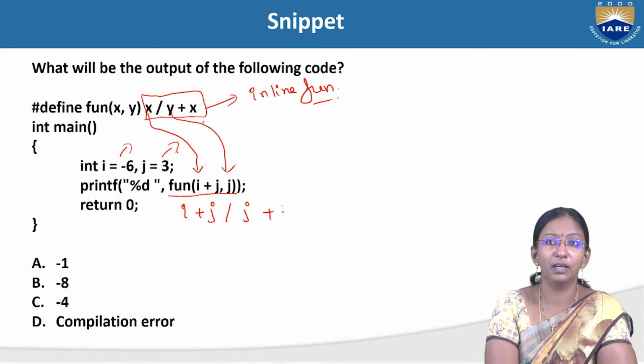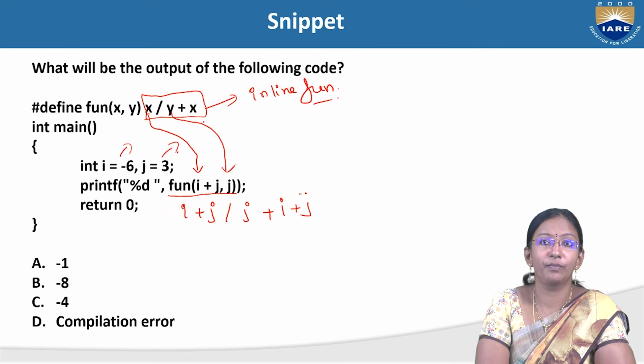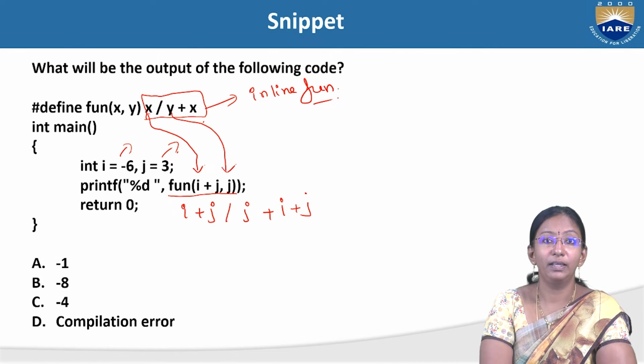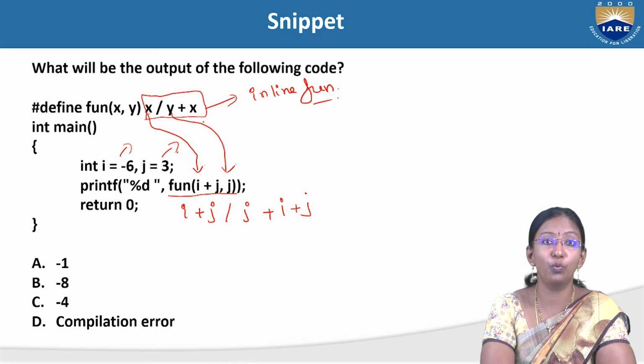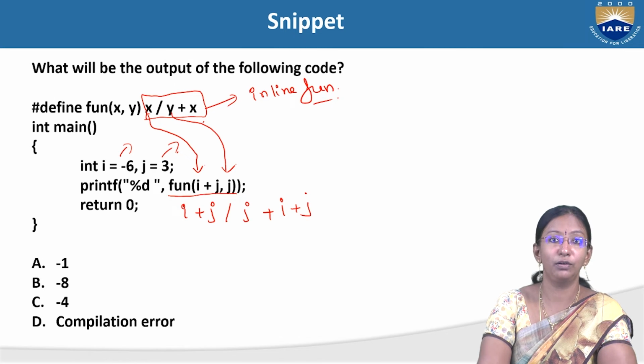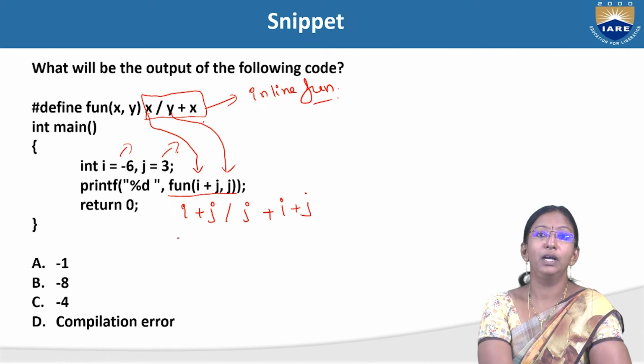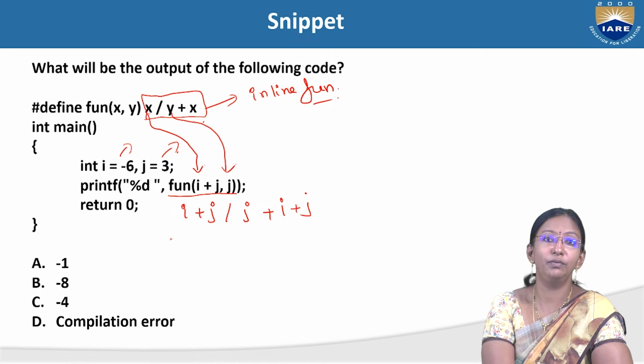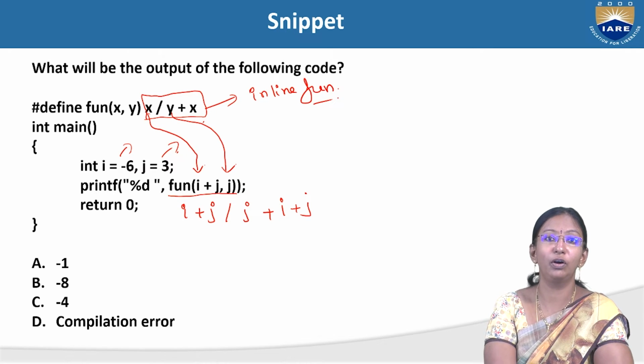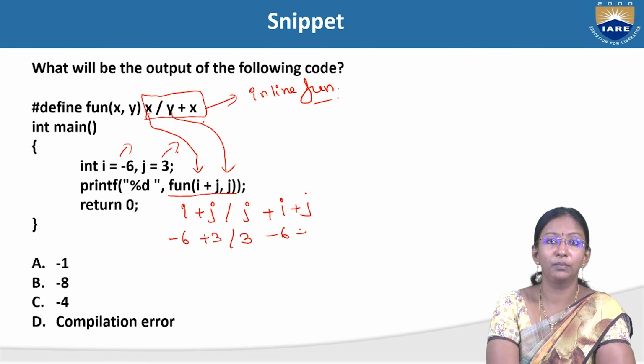What is the value of x? i plus j. So this is the expansion. This is what the definition of inline function says. Kindly do not perform i plus j and pass that as the value of x. No, don't do that. Now replace the values. Now it got expanded. The inline function got expanded in the calling function itself, right? Now here do that: minus 6 plus 3 by 3 minus 6 plus 3.